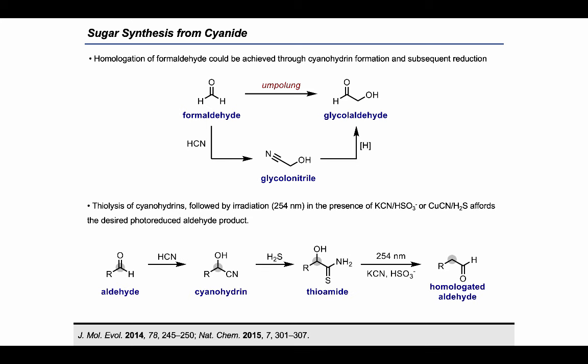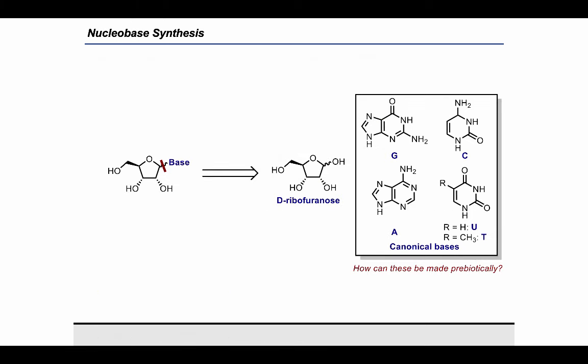In practice, this Kiliani-Fischer homologation of aldehydes can be achieved through thiolysis of the cyanohydrin intermediate, followed by photoreduction of the resulting thioamide. Okay, so we have some ideas about how we can make sugars abiotically, although we will later return to this question and ask whether we need to actually make free ribose in the first place. But thinking back to our original disconnection of nucleic acids, we also need to consider the prebiotic synthesis of the canonical bases, and then consider stitching the sugar and the base together.